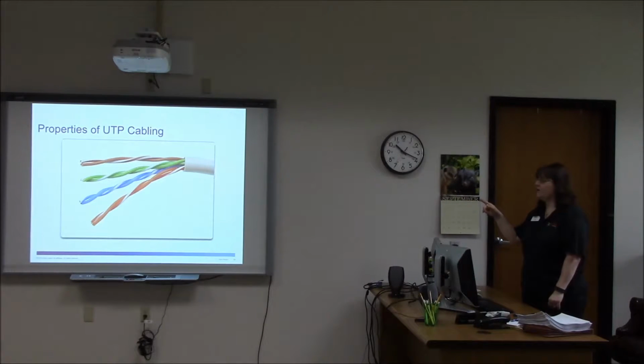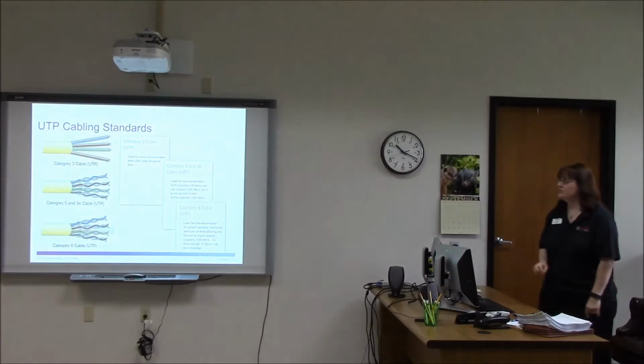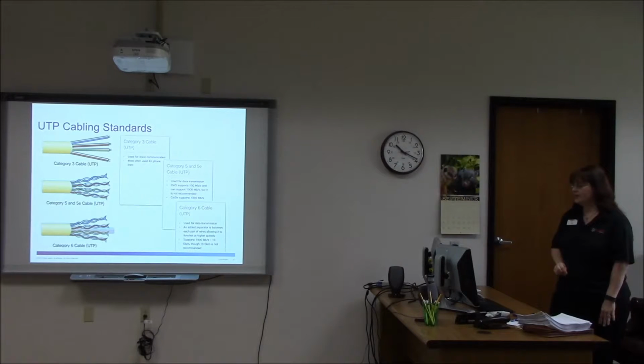So brown and brown white, green, green white, blue, blue white, orange, orange white is how we refer to those pairs within that cabling. There's different categories of cable.